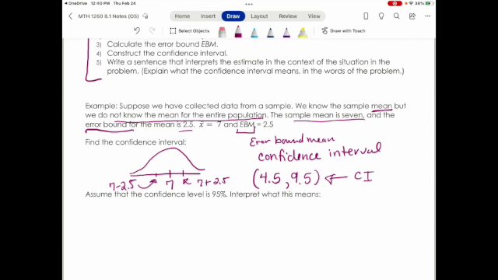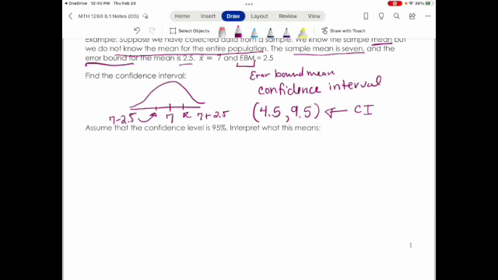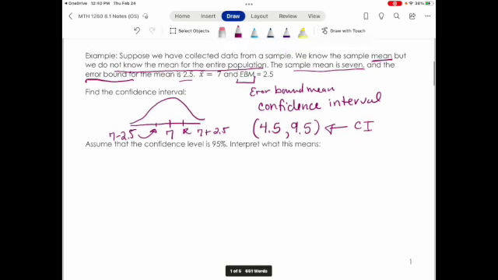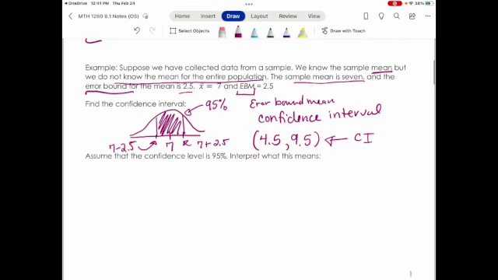So this is what we're estimating: that the population mean is going to fall somewhere between 4.5 and 9.5. We have different levels of confidence depending on how wide or how narrow our interval is. If we're going to assume that the area under the curve between those two values is 95%, then we would call that 95% confident, or a confidence level of 95%.